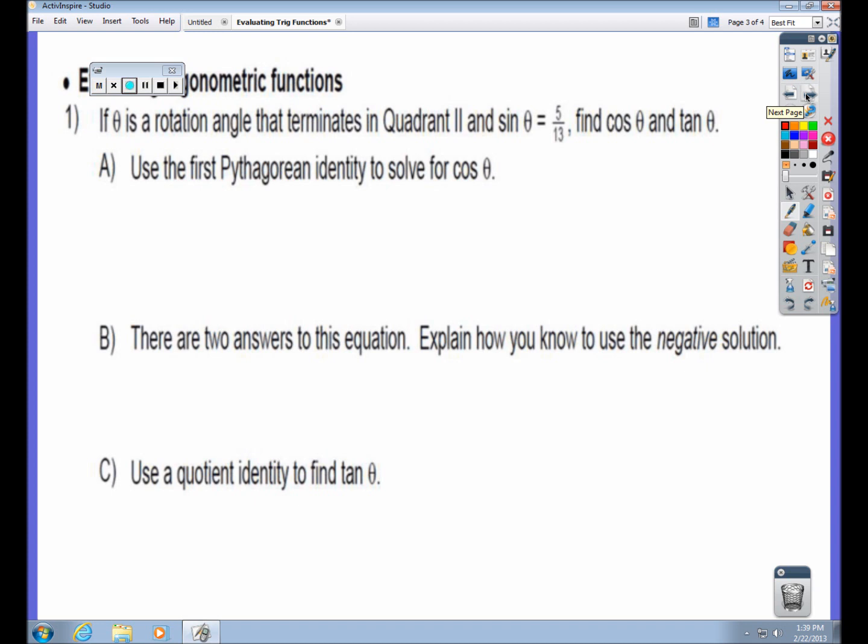So let's look at example 1 at the bottom. They've given us the sine of theta is 5/13. We are in quadrant 2, and they've asked us to find cosine and tangent for the same angle. We are not going to use our x, y, and r formulas. We are going to use the identities. It says to use the first Pythagorean identity to solve for cosine.